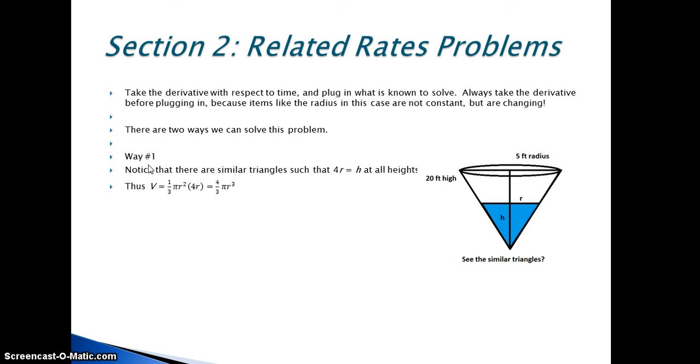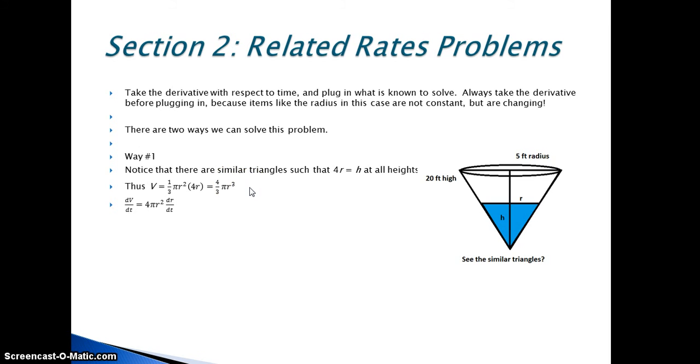It's the same. So we can plug in the fact that 4r is equal to h. If you like, you can plug in that r is equal to h over 4. Either way would work. But I'm going to stick with 4r is equal to h and plug in for h. When we do that, we get 4/3 pi r cubed as our new volume formula for this particular cone.